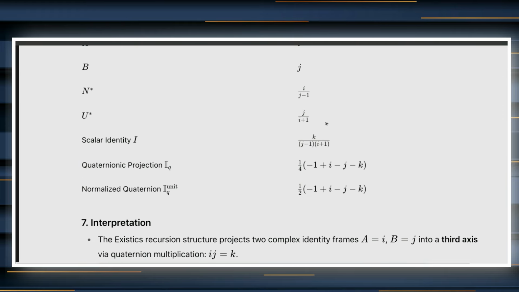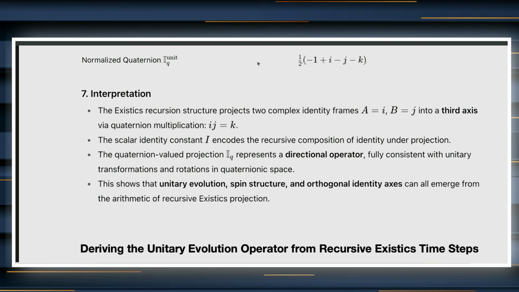And then here's a summary of the results. And here's the interpretation. The Existics recursion structure projects two complex identity frames, A equals I, B equals J, into a third axis via quaternion multiplication, I times J equals K. The scalar identity constant I encodes the recursive composition of identity under projection. The quaternion valued projection, IQ, represents a directional operator fully consistent with unitary transformations and rotations in quaternic space. So basically, we can use quaternions to describe phenomena in three-dimensional space where your conventional Lorentz transformation or Pythagorean theorem might not apply.